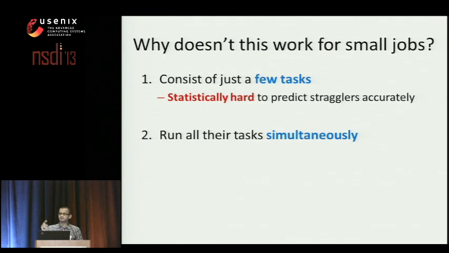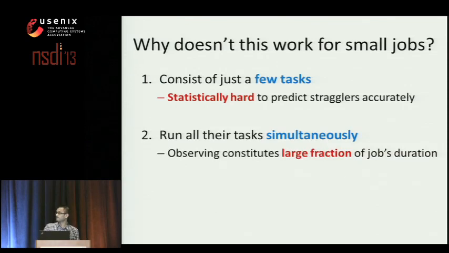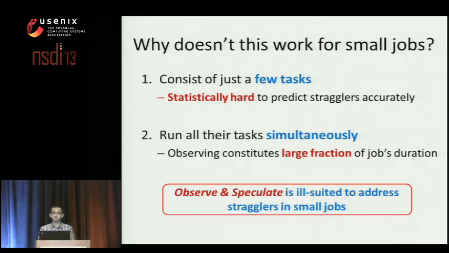Since they consist of just a few tasks, it becomes statistically harder to build a model and have accurate prediction for these stragglers. Second, since they run all their tasks simultaneously, just observing and building a model itself constitutes a sizable fraction of the job's duration. Hence, for these reasons, this reactive technique of observe and speculate is not particularly suited to address stragglers in these jobs.